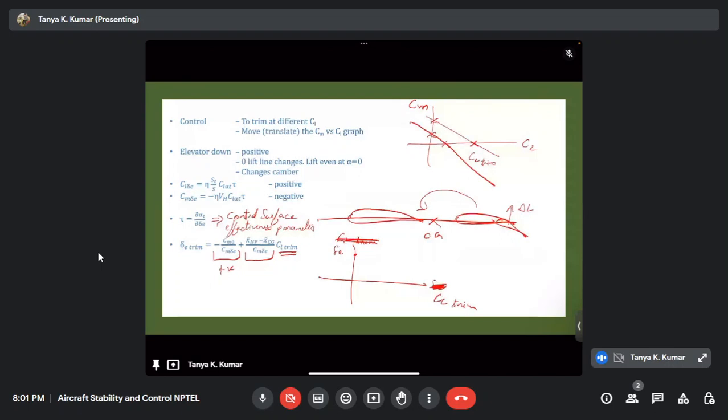Numerator, x bar np minus x bar cg for a stable aircraft, positive or negative? Positive. Cm delta E, positive or negative? Negative. So what is the slope? The overall term is negative, right? So you have an equation, graph of this nature. Alright? Okay, let's move on to the next slide.